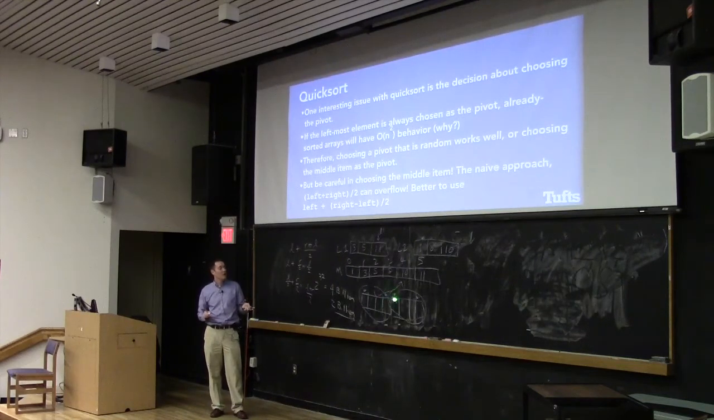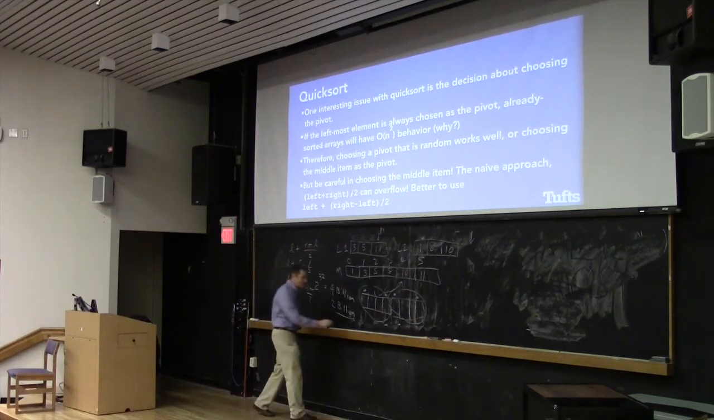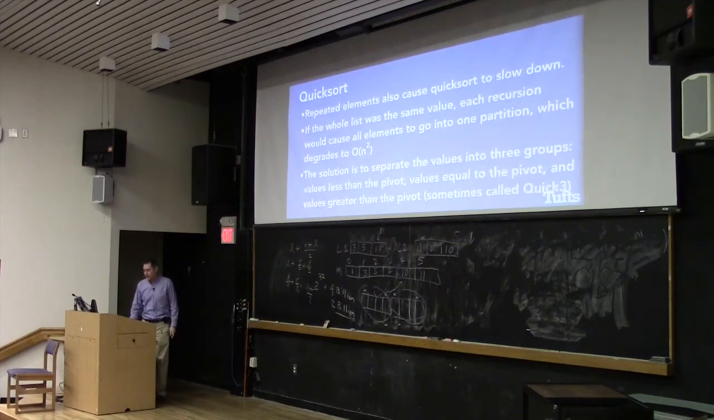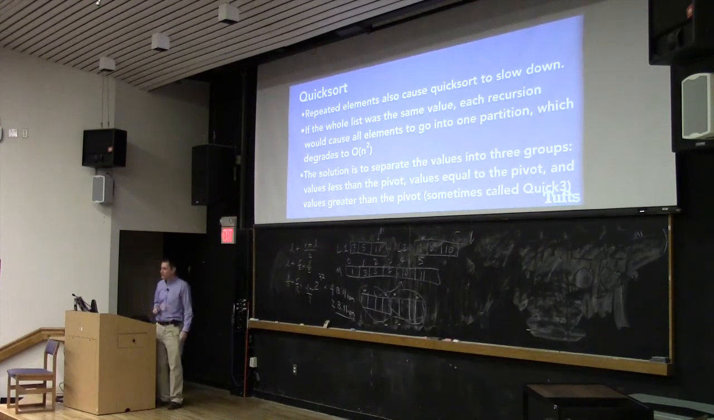You know left and right, but you have to figure out which one the one in the middle is. Think about it a little bit. You'll see that it doesn't work out if you try to do it the way you want. OK, that's quicksort. Now, the other one is that repeated elements actually cause quicksort to slow down.